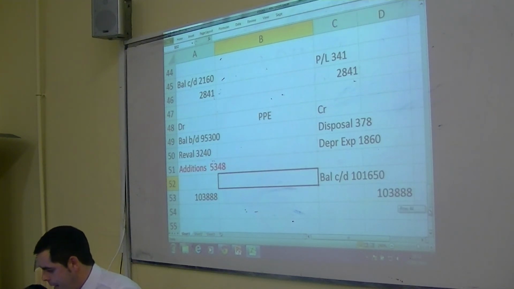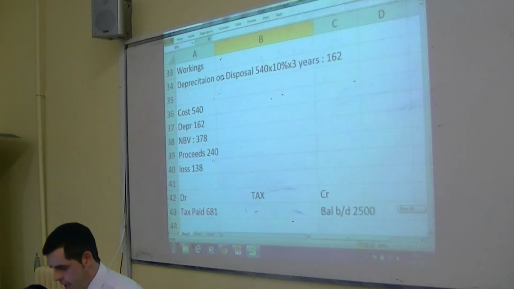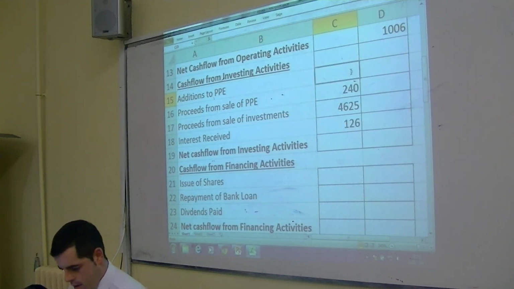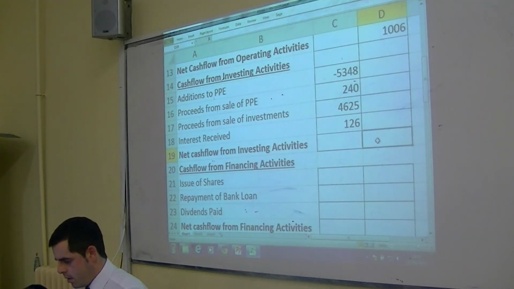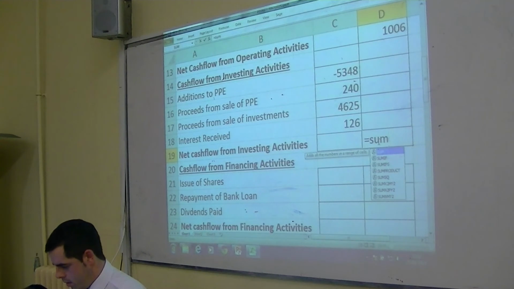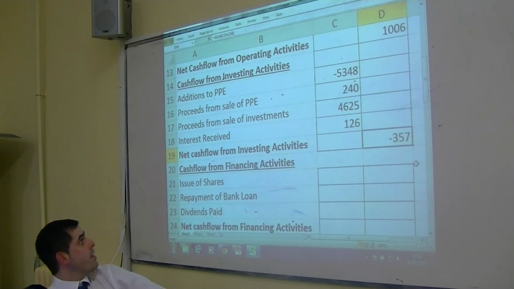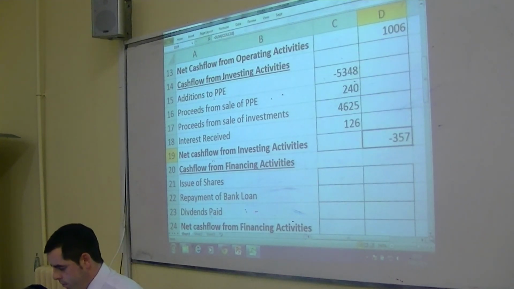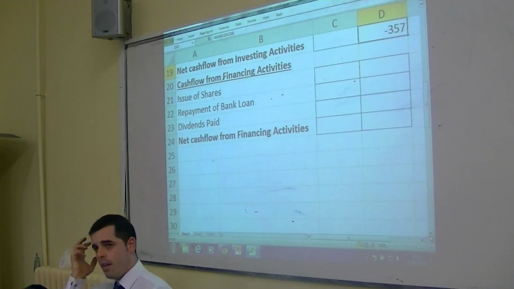So that will go up then. Will that be a positive or a negative? Negative, yes, because you're buying it. So 5,348. So when that works out, that's going to go to the negative 357. It will be our negative net cash flow for investing activities. Alright?